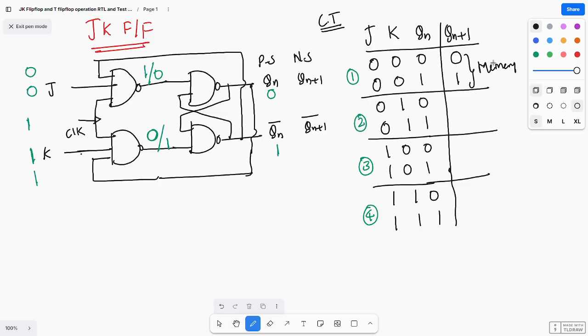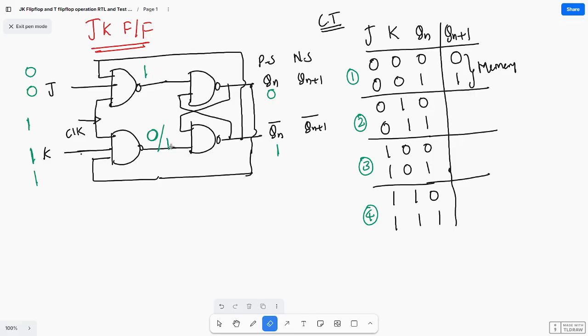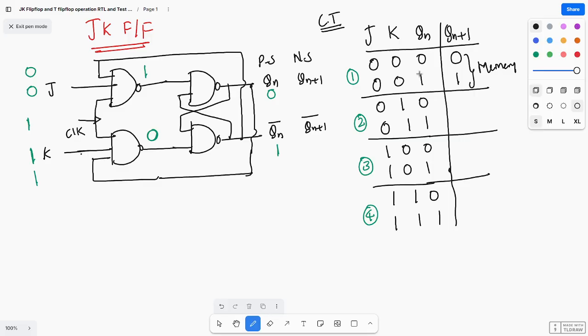Okay, so 0 1 means what? You are getting 0. So 0 1 means you are getting 0 only. So that means you are getting reset state. So 1 0 means what? 1 0, so you are getting reset state only. So that means this one is reset state. Okay, 0 0 means memory state, and 0 1 means reset state.